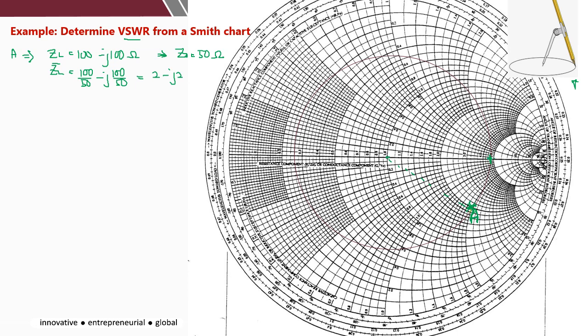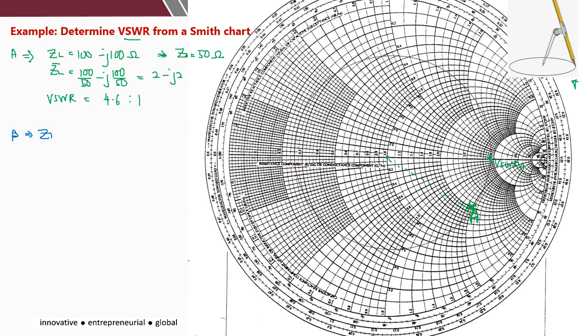So for the first case, the VSWR equals 4.6 to the ratio of 1. Okay, so this is the VSWR of A, for point A. Okay, let's look at another example, example B.